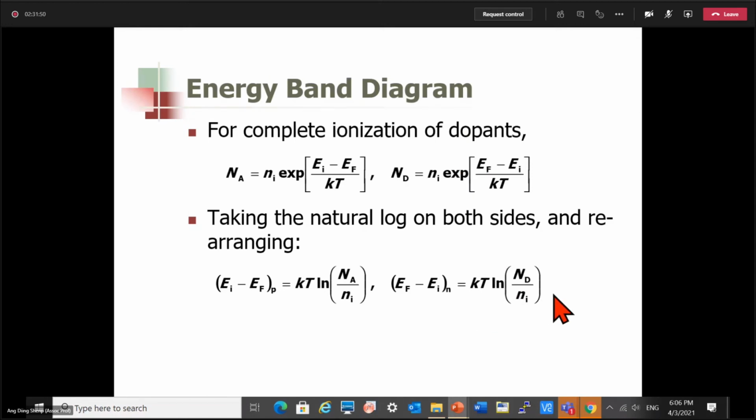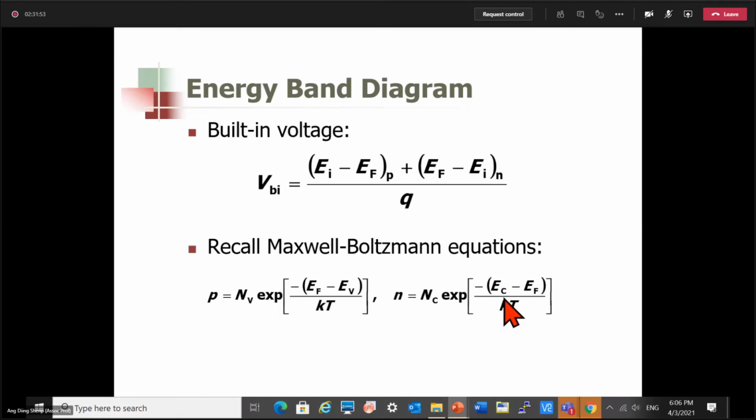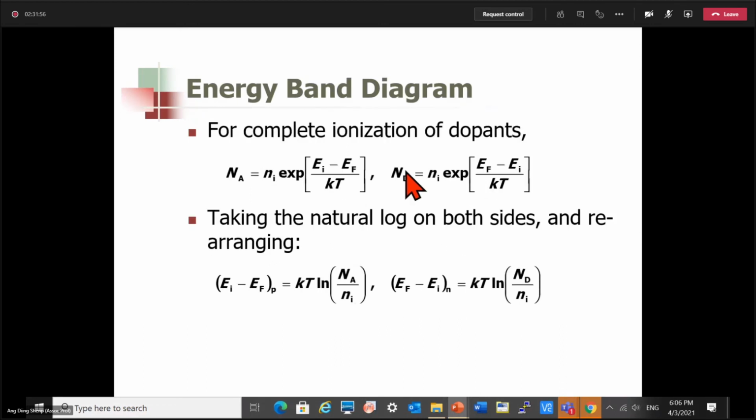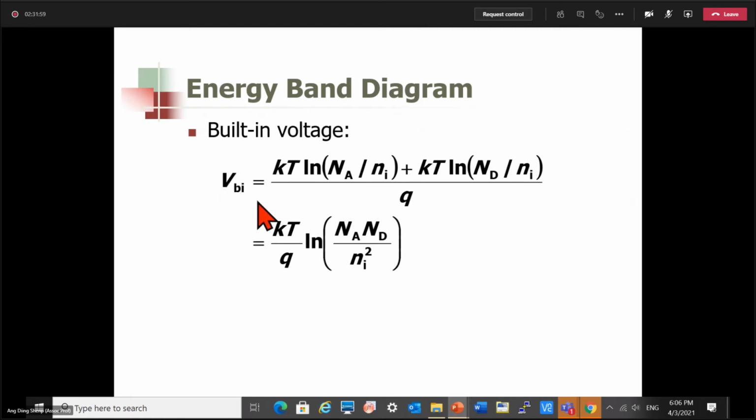Putting these two terms back into the expression here, I arrive at the independent equation for VBI, which is KT over Q natural log of Na Nd over Ni squared. With this, I have fully solved the entire electrostatic problem. The doping concentrations of the P and N regions are usually known, and Ni for a given semiconductor is a material property, so it can be known. At a given temperature, I can therefore evaluate the built-in voltage of a PN junction made on a particular semiconductor of known doping concentrations.